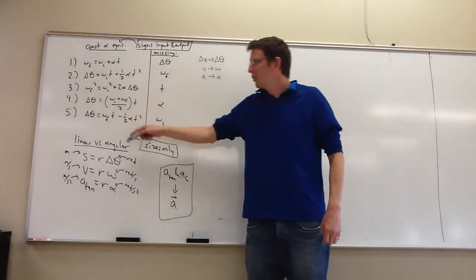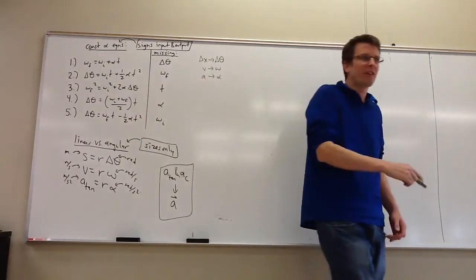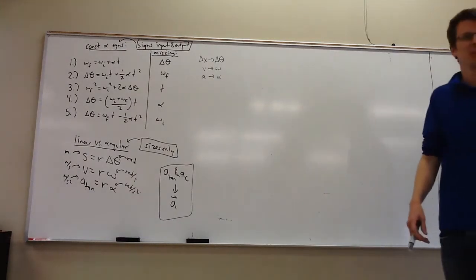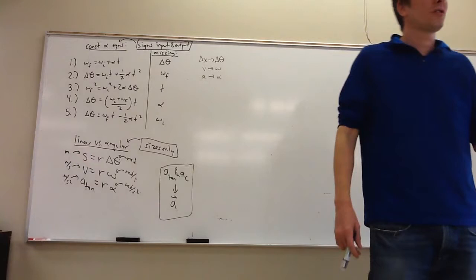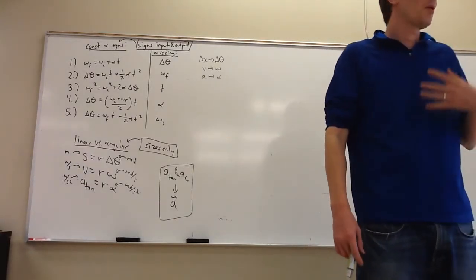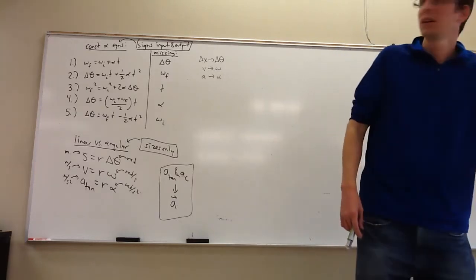We have 5 equations. Each of them is missing one of the 5 variables. We use the same problem-solving strategy, which is we need a minimum of 3 things. Then we can solve for a 4th. We don't care about a 5th, because we pick the equation that avoids it, right? Remember all that stuff? Same ideas.